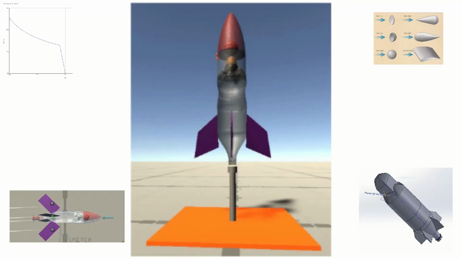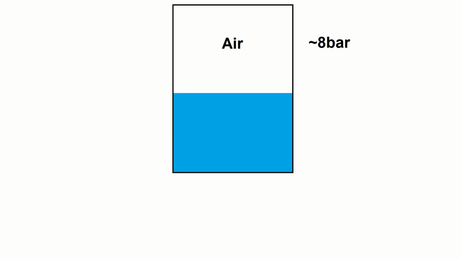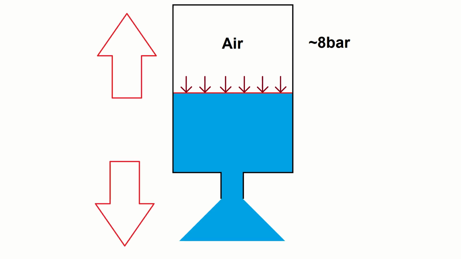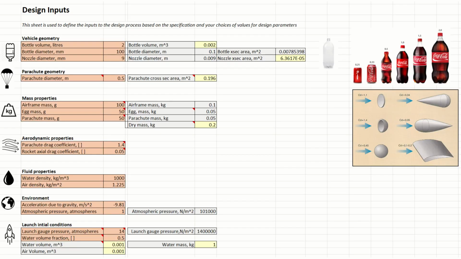The objective of this project is to launch a bottle rocket with an egg for the longest flight time possible. Propulsion is achieved by pressurizing a 2-litre bottle with compressed air. This creates a force acting on the water. If we add a nozzle to the bottle, we will accelerate the water downwards. This results in an upward force on the rocket due to Newton's third law of motion.